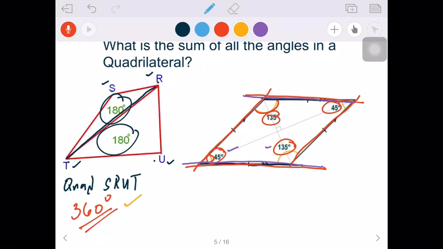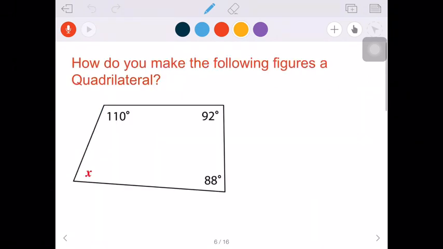So we settle it now. When you talk about the sum of all the angles of a quadrilateral, it will always be 360 degrees. So let's have, for example, this. How do you make the following figures a quadrilateral? Here, you're given three angles, and you have to solve for the fourth one. You can pause this video and solve for the value of x.